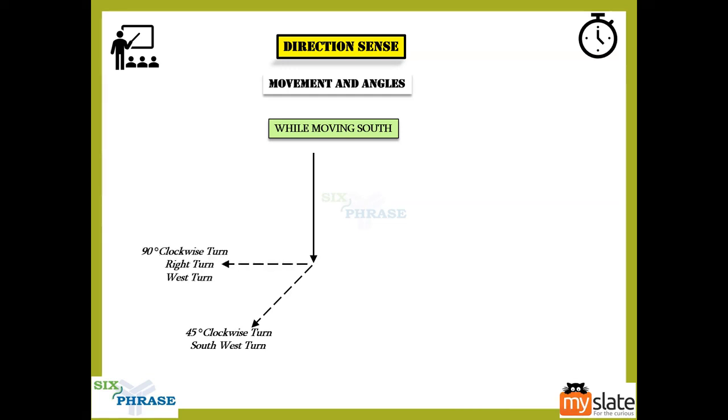So you know it is a 90-degree clockwise turn. It is a west turn, guys. I hope you understand why it is a west turn, and it is also a right turn. Okay. In the previous example, while somebody was moving north, west turn was the left turn, right? But here it is a right turn. I hope you understand why.